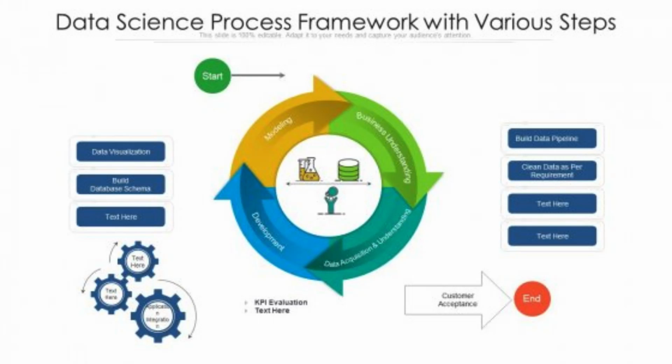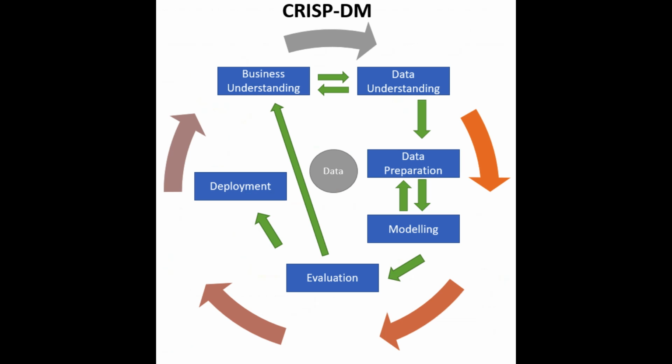CRISP-DM. CRISP-DM stands for Cross-Industry Standard Process for Data Mining. It's an industry-standard methodology and process model that's popular because it's flexible and customizable. It's also a proven method to guide data mining projects. The CRISP-DM model includes 6 phases in the data process lifecycle. Those 6 phases are: 1.